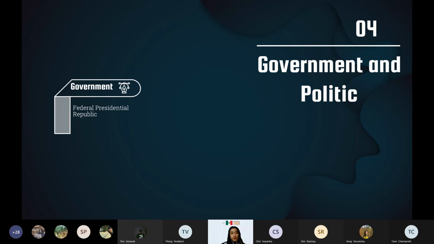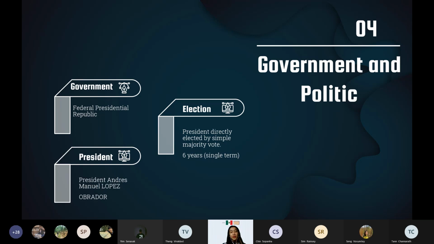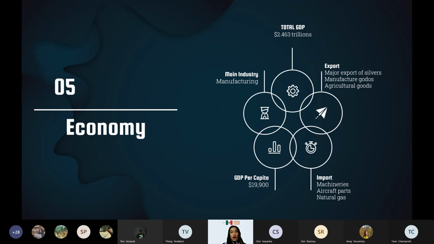So the fourth part is government and politics. Let's go to government first. Our government type is a federal presidential republic. Our president is directly elected by simple majority vote and serves 6 years in a single term. Our president is President Andres Manuel Lopez Obrador.